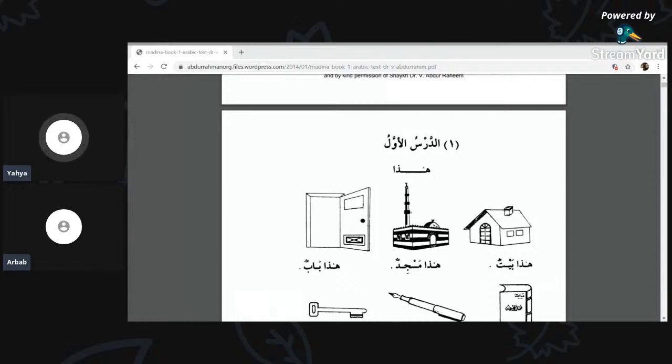Okay, so are you okay, Arbab? You ready to start? Yeah, alhamdulillah. Okay, Bismillah. So let's just get straight into it then. Let me go over to the PDF.